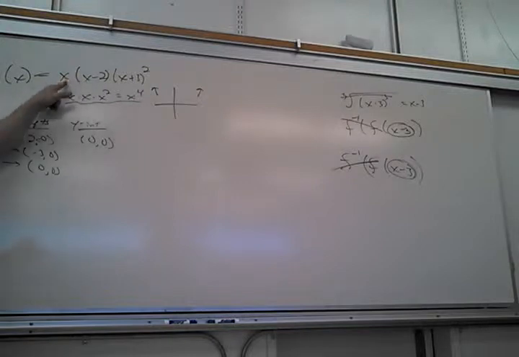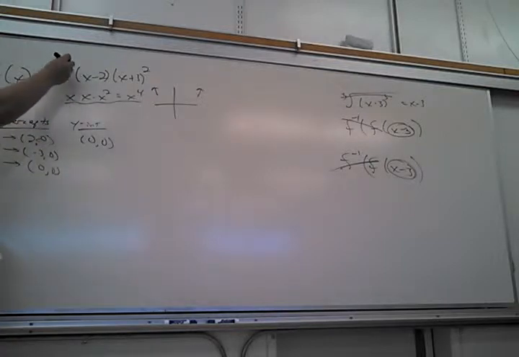At each of these, it looks like a straight line. It's going to go through. So of course, at 0, 0, it's the first power, so it's going to go through, because the multiplicity is 1.